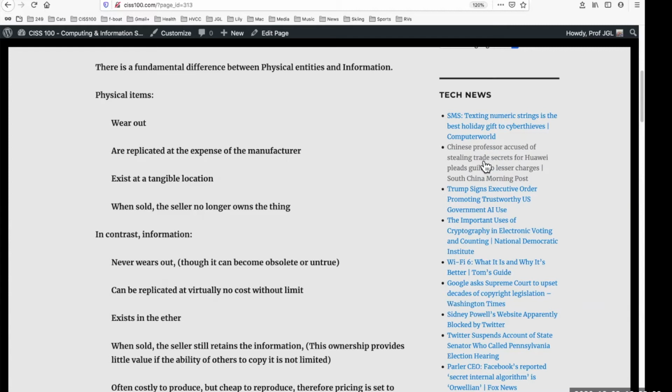He was a professor at the University of Texas at Austin, working with, of course, chip fabrication. This is very serious. Now, he was not prosecuted on stealing a trade secret. He pled guilty to a lesser charge, and he was allowed to leave the country.